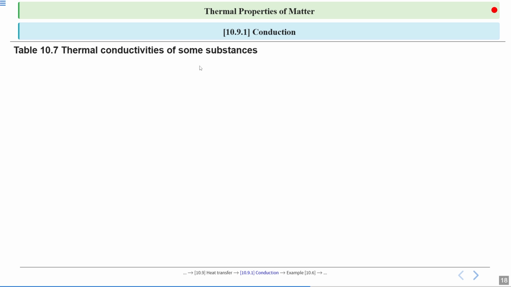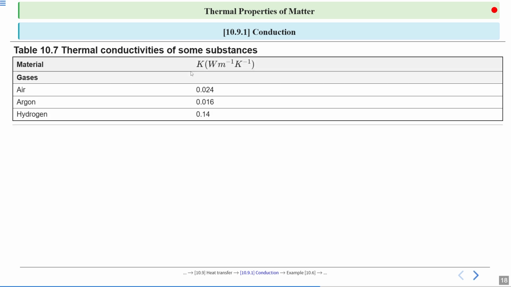Thermal conductivities of some substances. Let's talk about gases. For air, the thermal conductivity is 0.024. For argon, 0.016. And for hydrogen, 0.14. These are the thermal conductivities of gases.